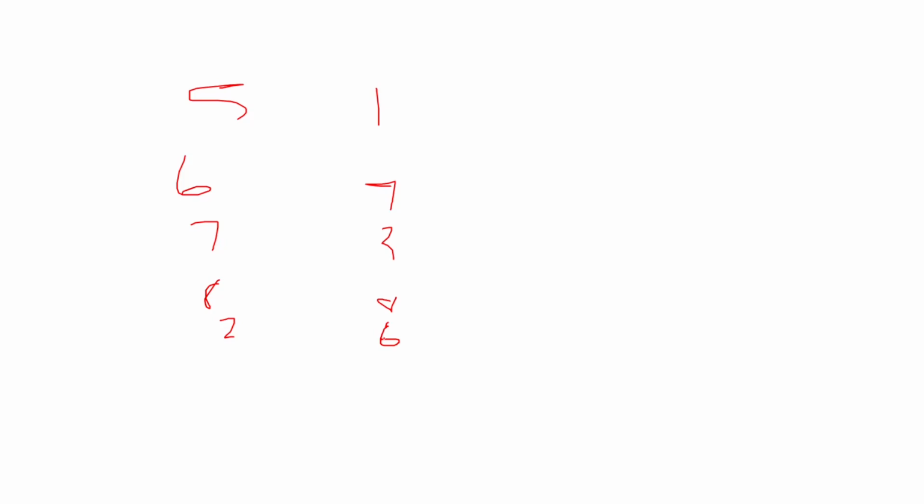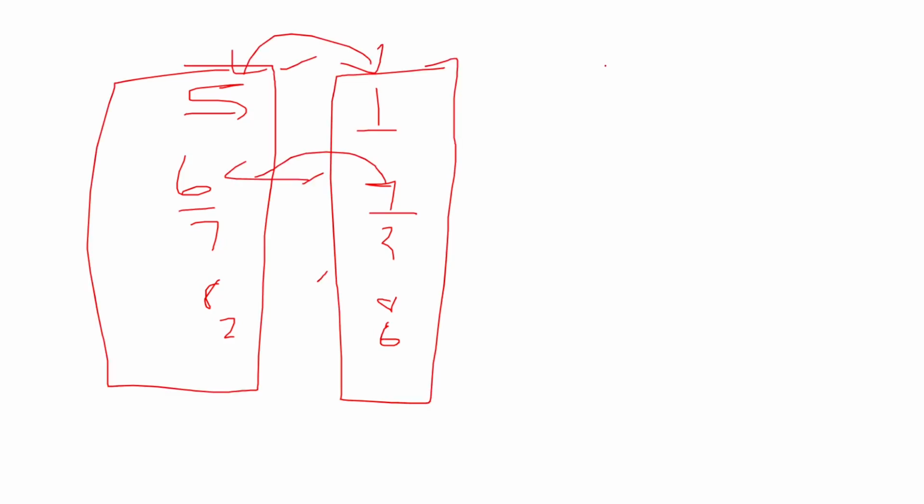How do you do it? Straightforward. You just sort the numbers on the left, and then you sort the numbers on the right, and then calculate the difference. If you sort the numbers on the left, it becomes 2, 5, 6, 7, 8, and if you sort the numbers on the right, it becomes 1, 3, 6, 7, 8, and then you just need to find the difference.